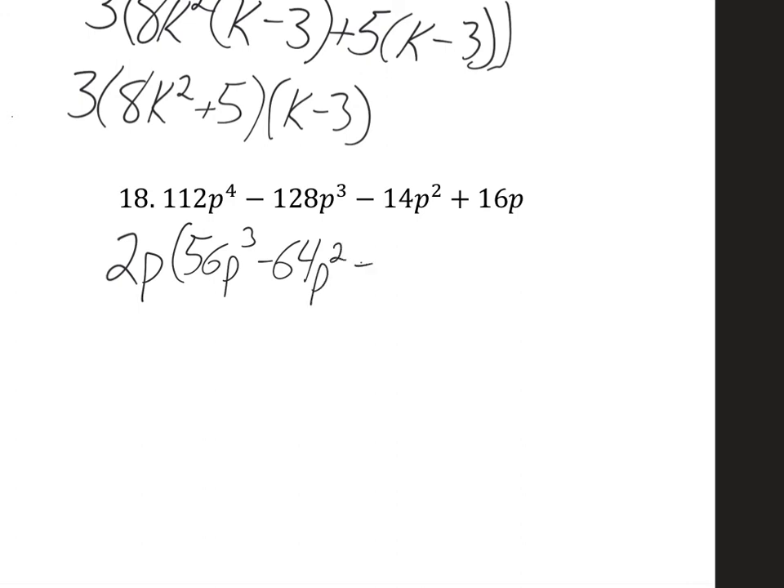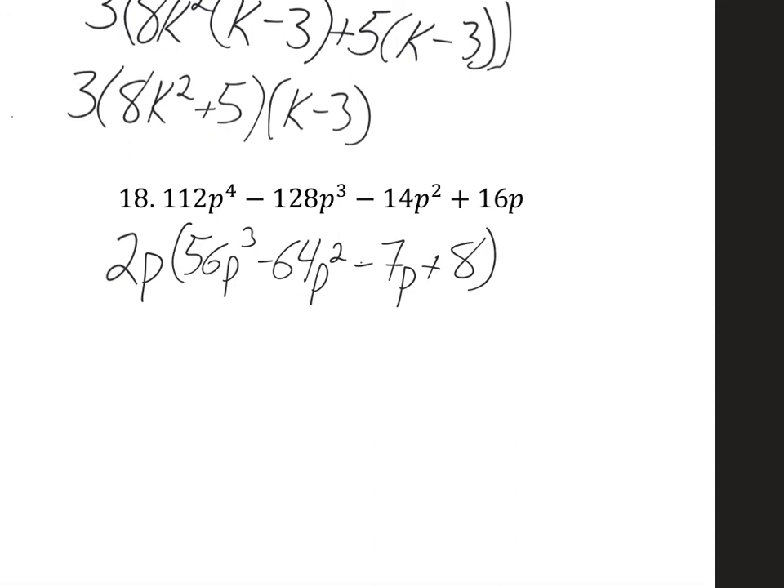Minus 14 divided by 2 is 7. I had 2 p's, I took 1 away, so that leaves me with 1. Plus 16 divided by 2 is 8. I had 1 p, I took 1 away, so that leaves me with no p's. And then 7 and 8 don't have any common factors, so I know that I pulled out the biggest number.